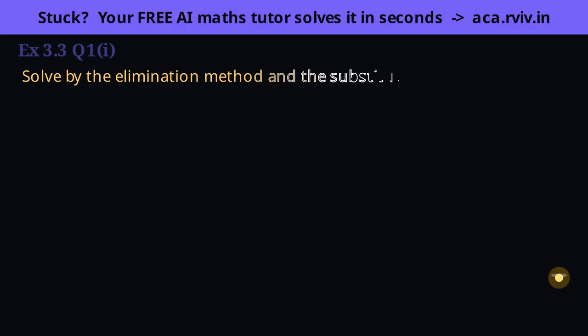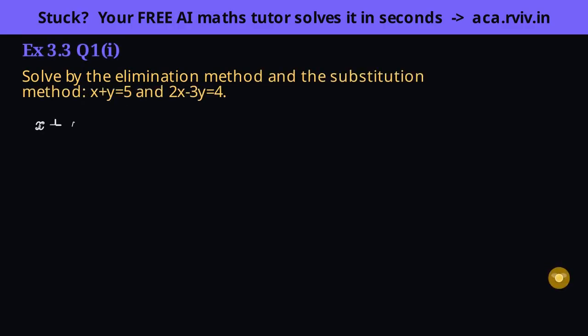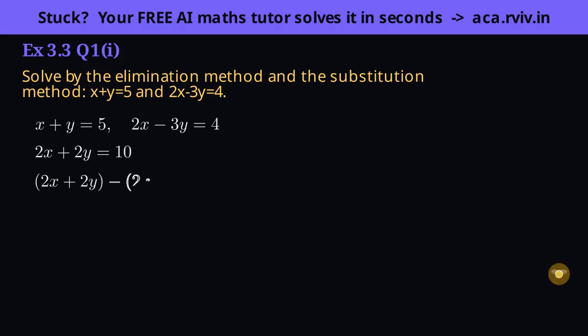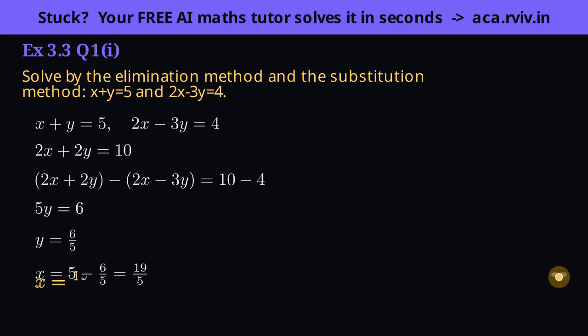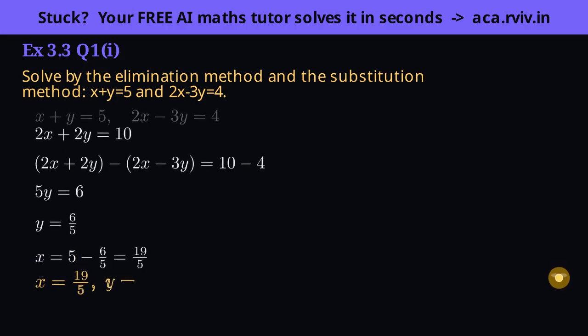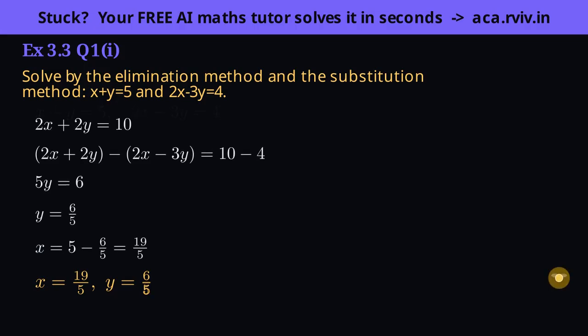Scale one line to match a coefficient. Setup: to eliminate x, make its coefficients match by scaling the first equation. Multiply the first equation by 2. Subtract the second from this to remove x. Simplify. Solve for y. Back substitute into x plus y equals 5. Insight: scaling one equation to match a coefficient is the whole idea of elimination.